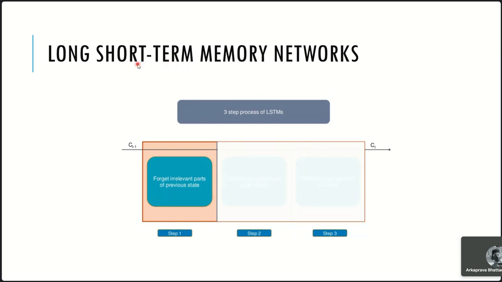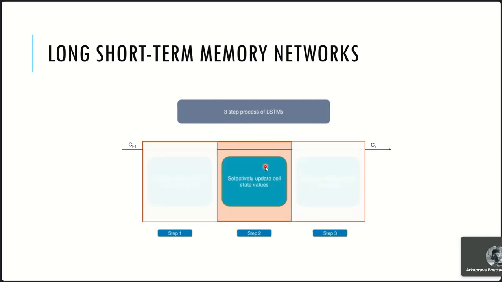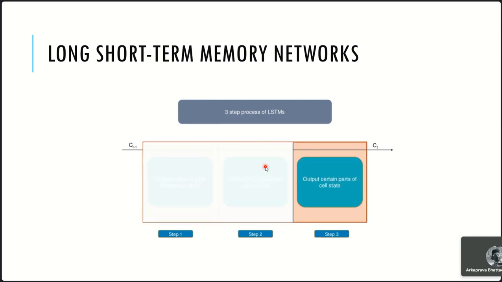Your LSTMs work in 3 steps, and in those 3 steps, those 4 interacting layers are used. The first is called your forget gate, which forgets irrelevant parts of the previous state. The second is called the input gate, which selectively updates cell state values. And the last one is the output gate, which outputs certain parts of the cell state.